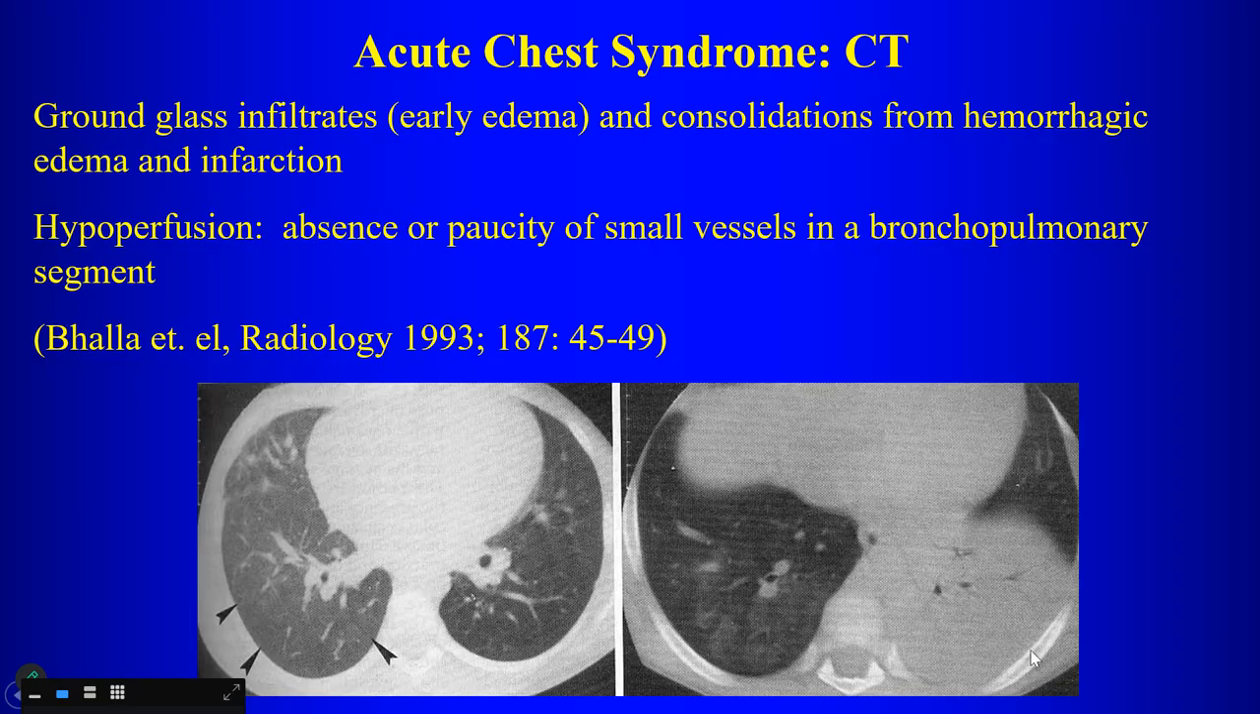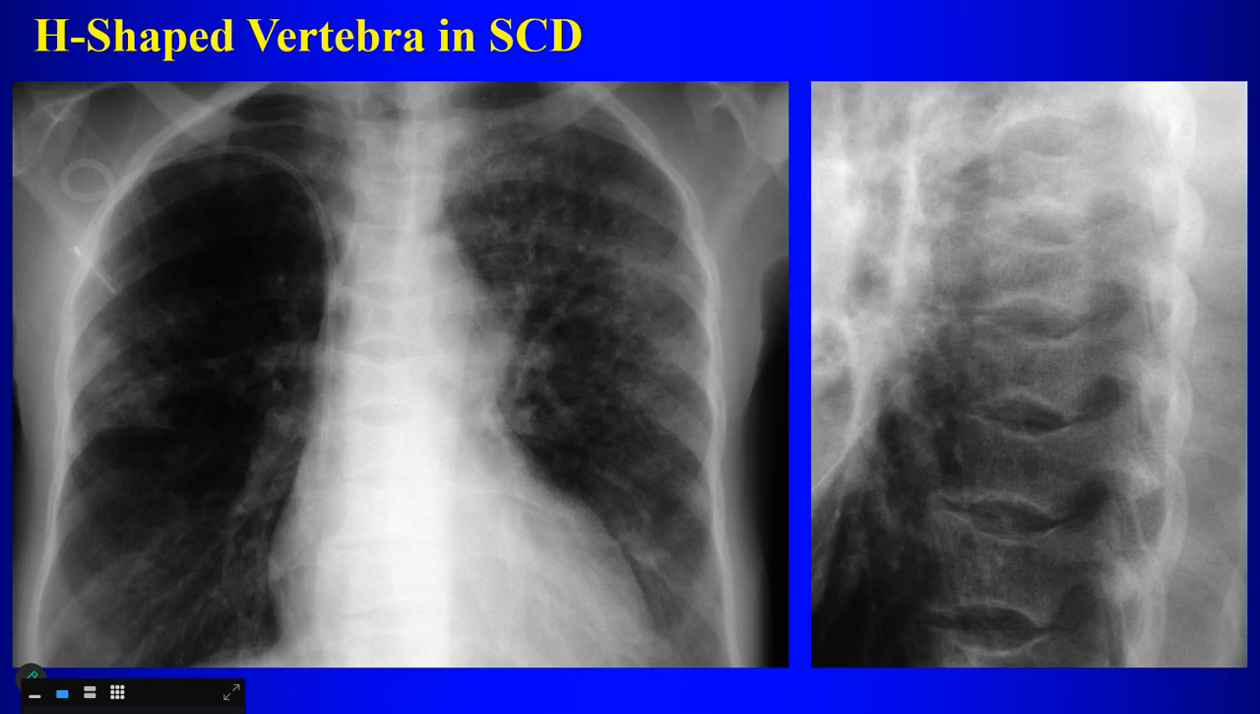If we do CT, we might see consolidations or ground glass opacities, and hypoperfusion in the periphery. You might get a CT scan for PE on these patients, right? And you might see this hypoperfusion in the periphery as a result of the sickling of the cells. The H-shaped vertebra is much easier to recognize on the lateral view, but you might just have a portable frontal view. So you have to be able to recognize that on the portable frontal chest radiograph also.